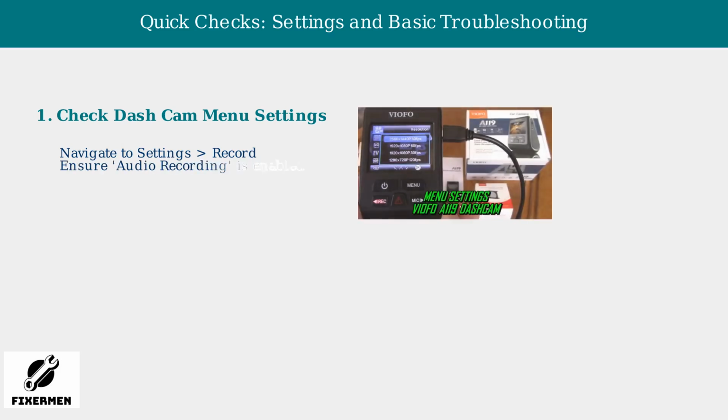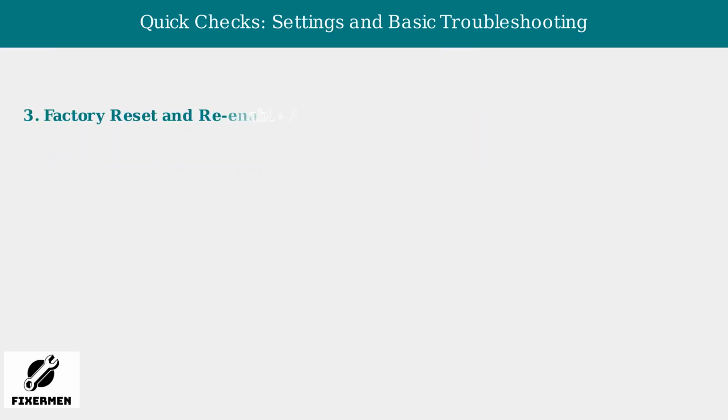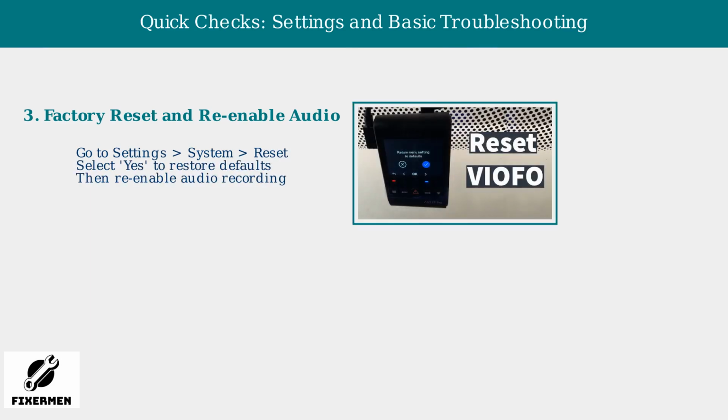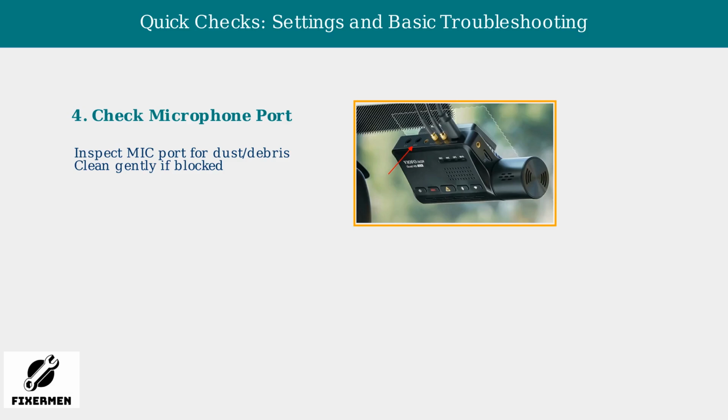First, go into your VOFO dashcam's menu and make sure the audio recording option is enabled. This is the most common culprit. Also, if you're using the VOFO app, double-check the audio settings there as well. Other basic troubleshooting includes resetting the device to factory settings, re-enabling audio, and ensuring the microphone port isn't blocked by dust or debris. Sometimes, a simple reboot can resolve temporary software glitches.